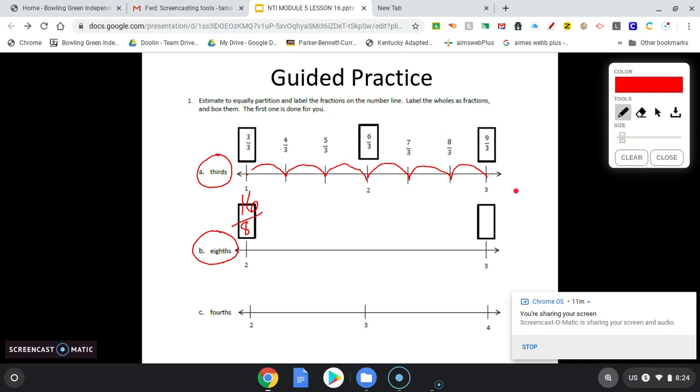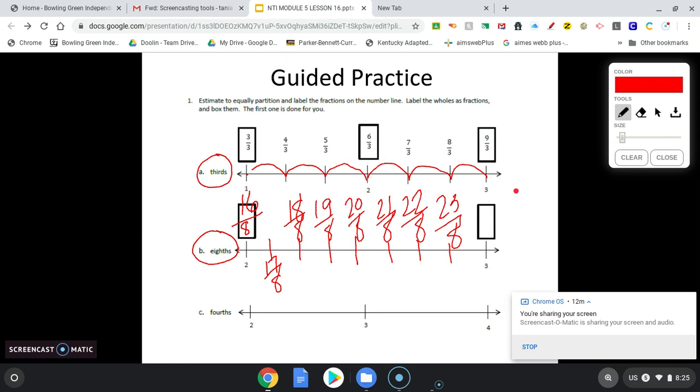So let's partition it into eighths. So that makes halves. Halve those again. Now we have fourths. Now we can partition again. And now we have eighths. So we have 16 eighths, 17 eighths, 18 eighths, 19 eighths, 20 eighths, 21 eighths, 22 eighths, 23 eighths, and then for 3 wholes, we have 24 eighths. So 24 eighths is equivalent to 3 wholes.